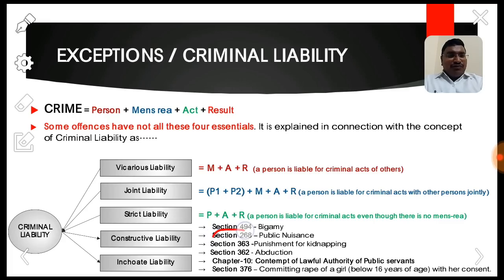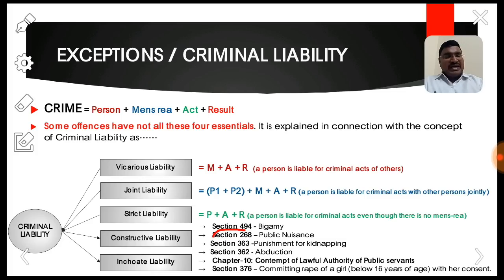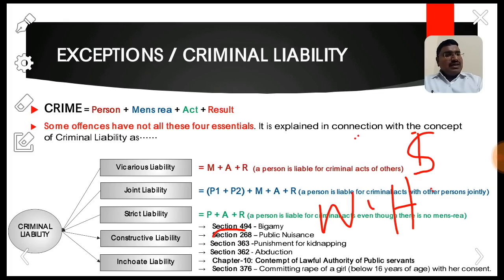Section 494 explains bigamy. If a spouse marries another person during the lifetime of the other spouse, it is said to be bigamy. If a wife marries a stranger during the lifetime of her husband, it is bigamy. If a husband marries some woman during the lifetime of his wife, it is said to be bigamy.